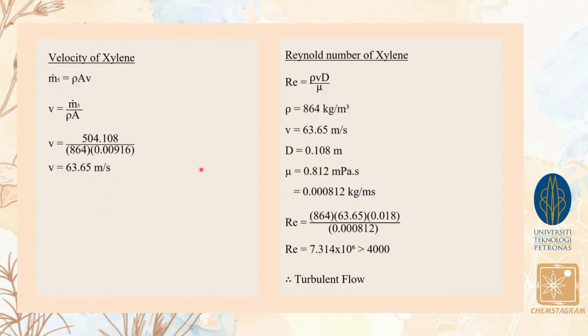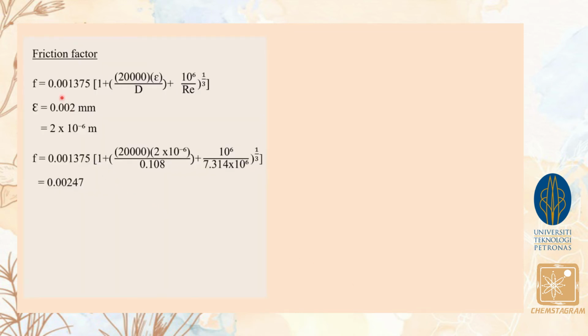For stream 2, we use the same formula to get the Reynolds number, which is rho V d over mu. The fluid is xylene, so the density of xylene is 864 kg per meter cube. The velocity is 63.65 meters per second. The diameter is 0.108 meter, which is the same. And the last one is mu. The dynamic viscosity of xylene is 0.000812 kg per meter second. Substituting all of these values into the Reynolds equation, we got the Reynolds number approximately 7.314 times 10 to the power of 6. This value is also more than 4,000, so this is also a turbulent flow.